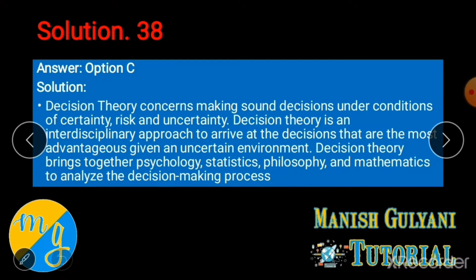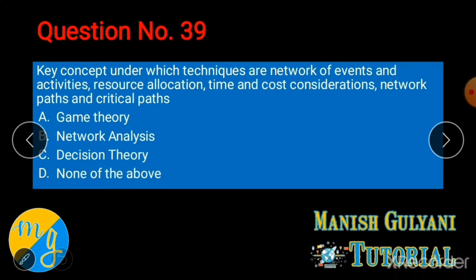Under decision theory, you have to take decisions under the environment of risk, uncertainty and certainty. Now question number 39.